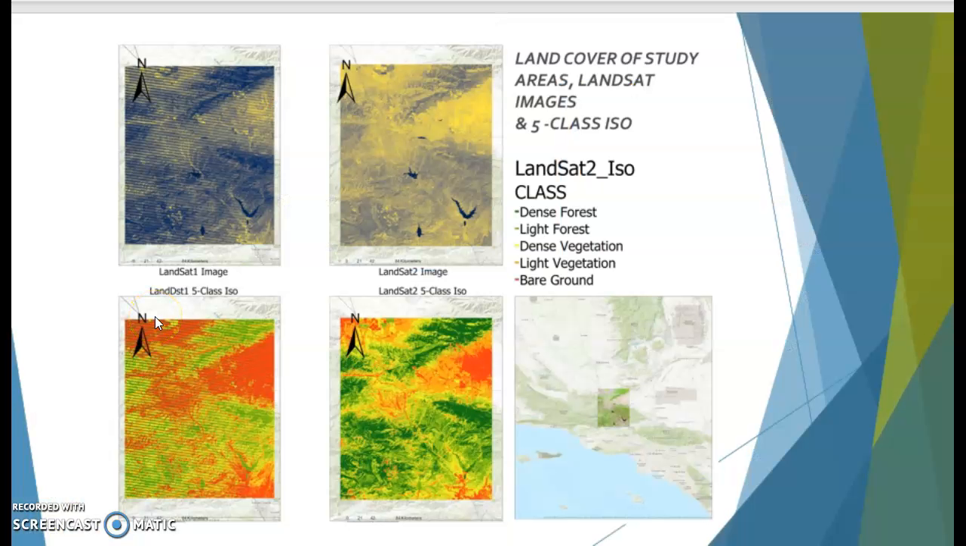So here I have Landsat images as well as 5-class ISO images of my study area. This Landsat image, the first one, was taken in the early 2000s, while this Landsat image was taken earlier this month. So the ISOs are going to show different things. As you can see here, there seems to be less dark green in this map, which tells me that it's not picking up the deep forest vegetation that it does on this map.